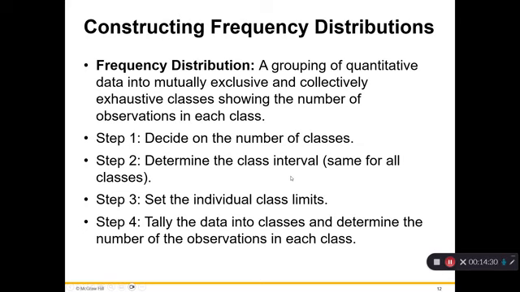That is, the distance from one class to another. Third one is setting the class limits, how much should be in each class. Then fourth one is tally the data into classes and determine the number of observations in each class. Basically, organize the data into these classes and count the number of observations.